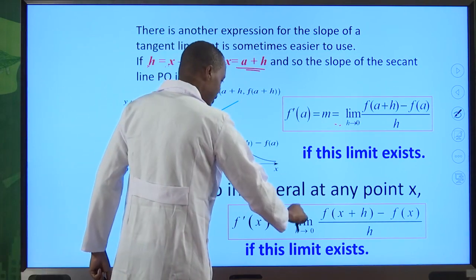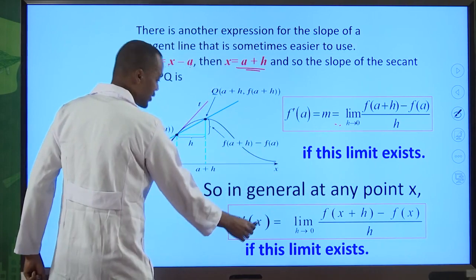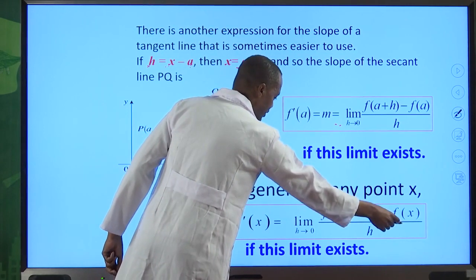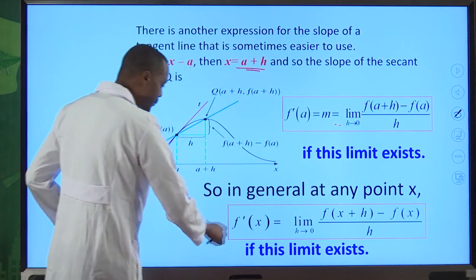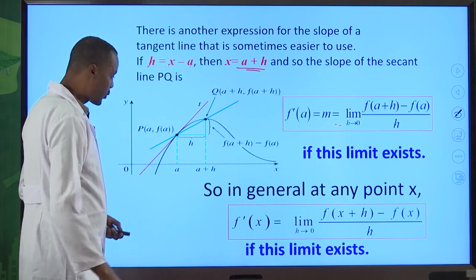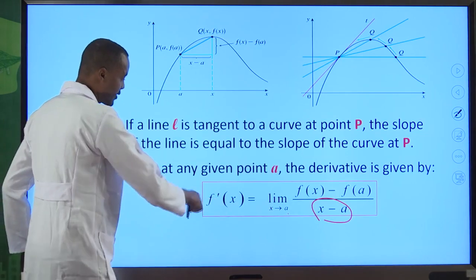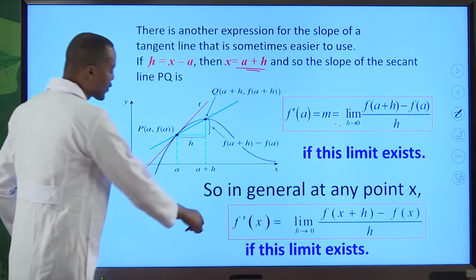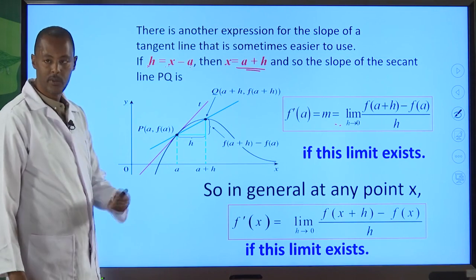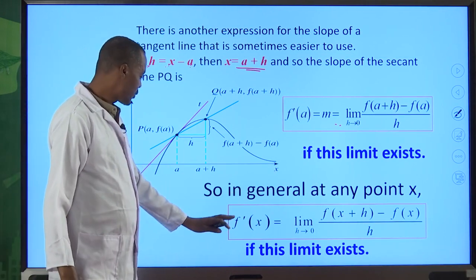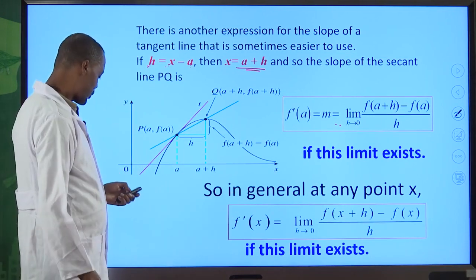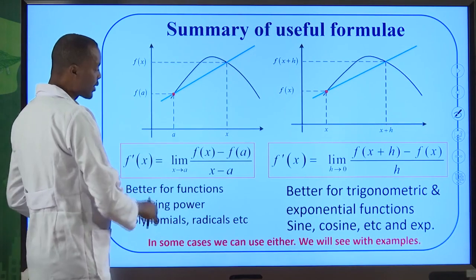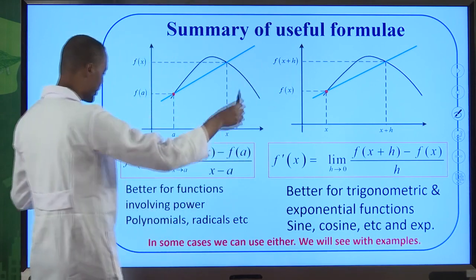So in general, at any point x, f derivative of x can be written as the limit of f of x plus h minus f of x over h. So this is an alternative formula for derivative to this one. This is useful for some part of the problem, and in this form it will be useful for some other part of the problem. So we will use both of them for different purposes, and I will show you later on with examples. So I want you to recognize their differences by putting them together.